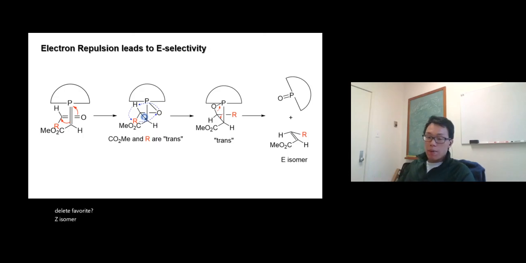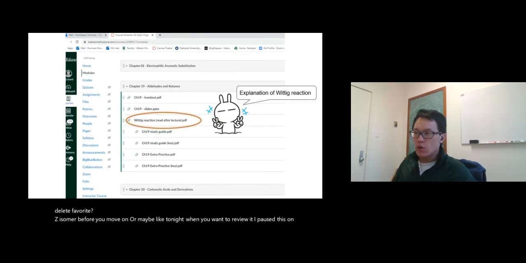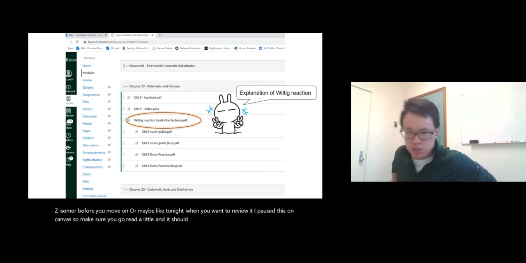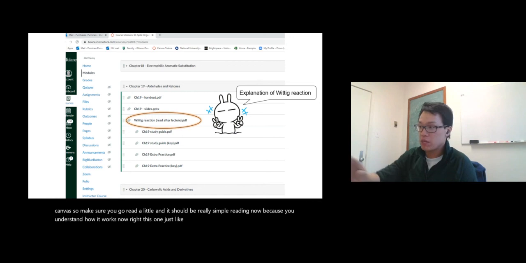Before you move on, or maybe tonight when you want to review it, I posted this on Canvas. So make sure you go read a little, and it should be really simple reading now because you understand how it works. All right, this one is just a little bit more detail, but it will reinforce what you just learned from the slide.